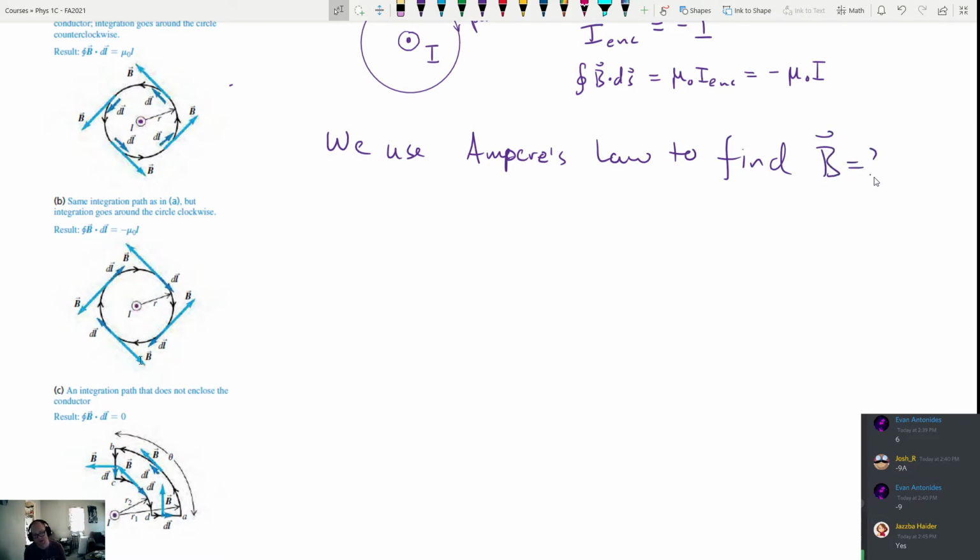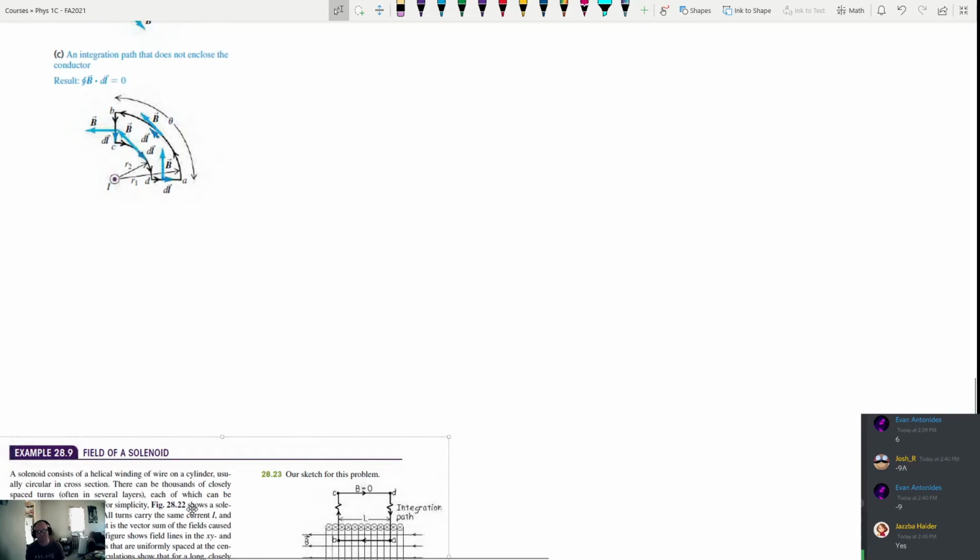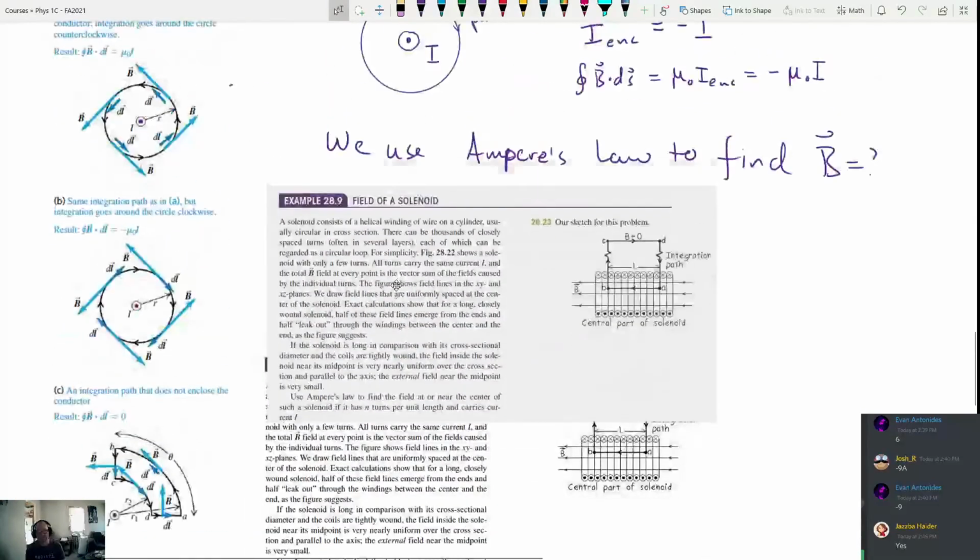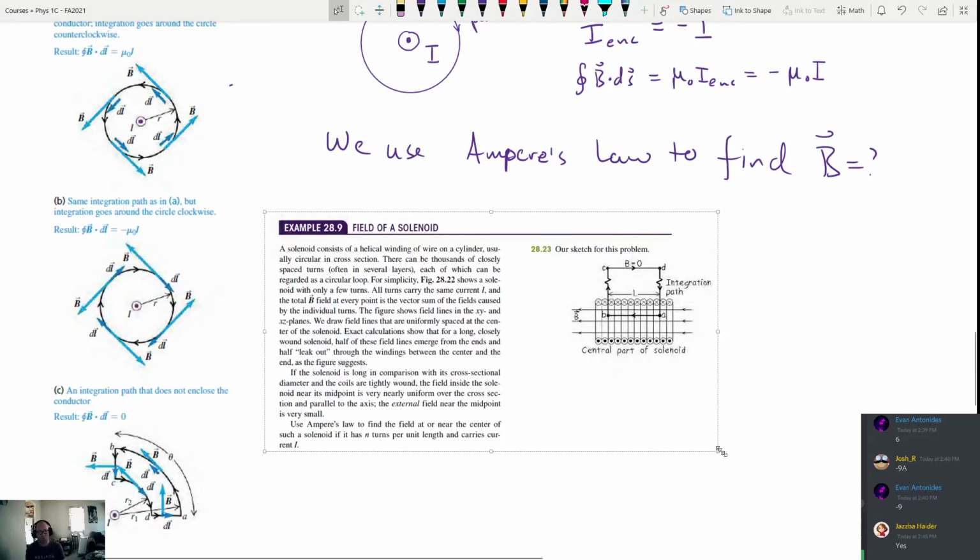Similar to the way that we used Gauss's law in the past to find the electric fields, here is an example where we can do that.